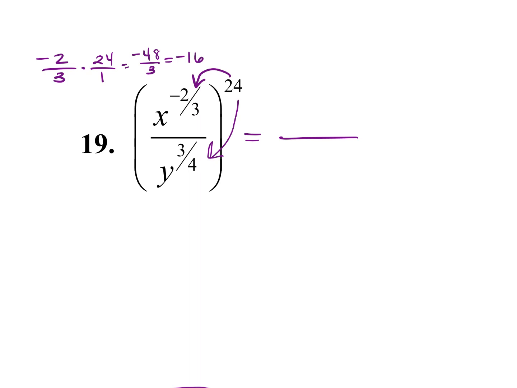So right now, on the top, you have x to the negative 16th power. Again, you can plug into your calculator negative 2 divided by 3 times 24, and it will tell you that same number. So that's up to you. On the bottom, you are doing 3/4 times 24. So again, if you want to multiply across, you can, or if you want to plug that into your calculator, you absolutely can. That comes out to 18. And that's a denominator right now.